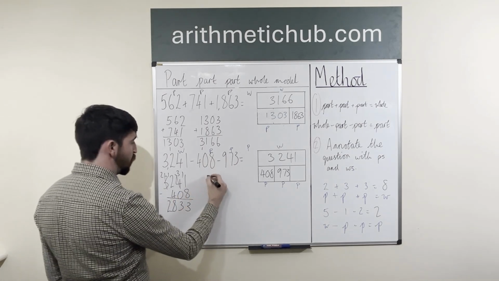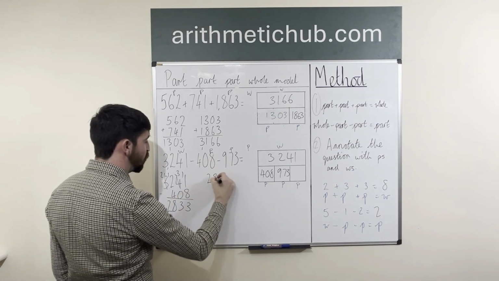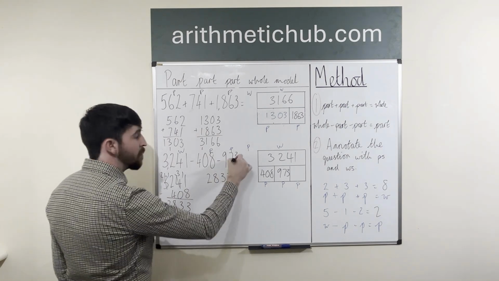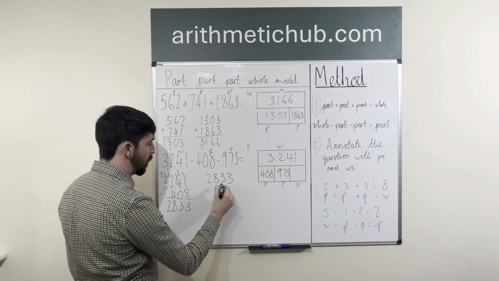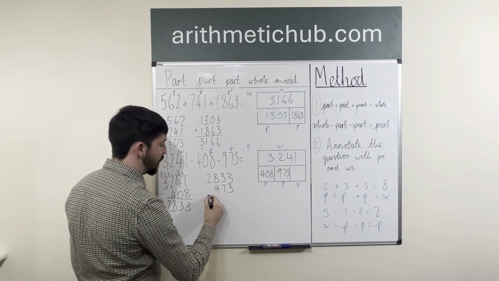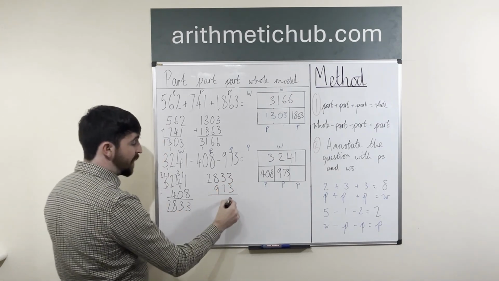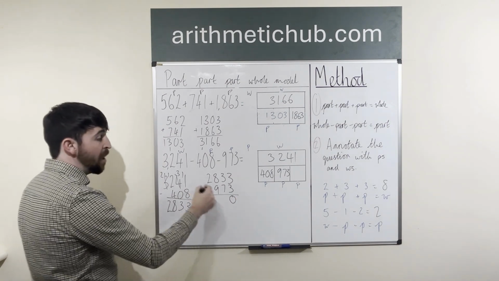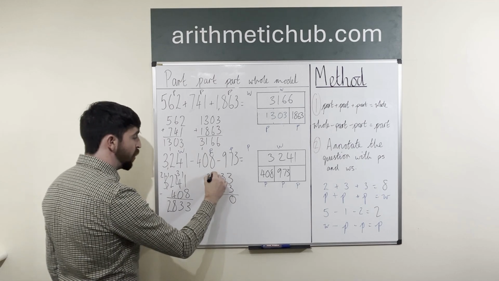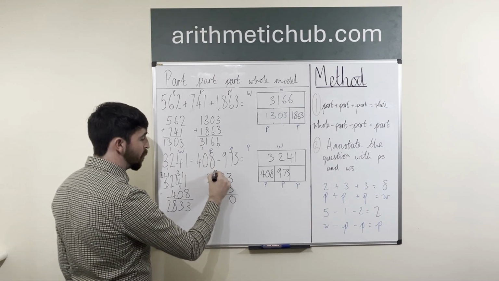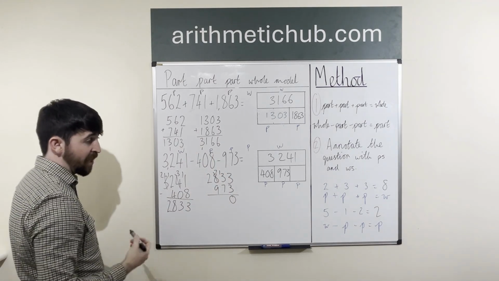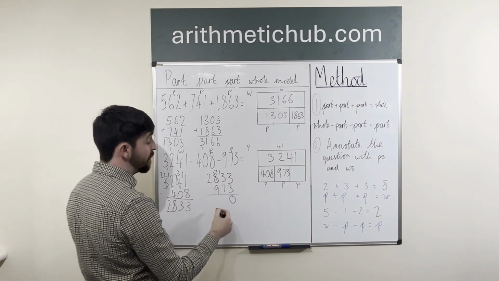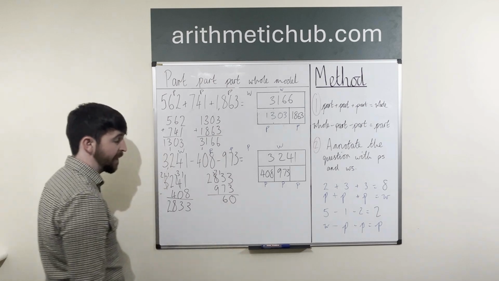So I'm now going to do 2,833, and I'm going to subtract 973 to find my final missing part. 3 take away 3 is going to give me 0. 3 take away 7 we can't do, so we need to exchange. 8 becomes 7, and then 3 becomes 13, okay? 13 take away 7 is going to give me 6.